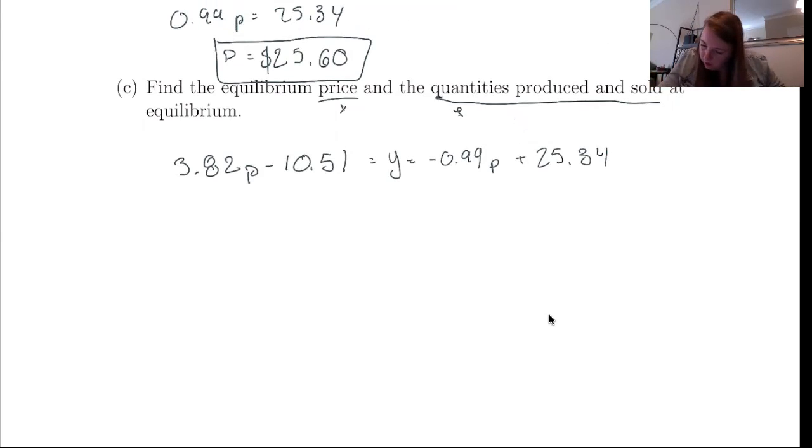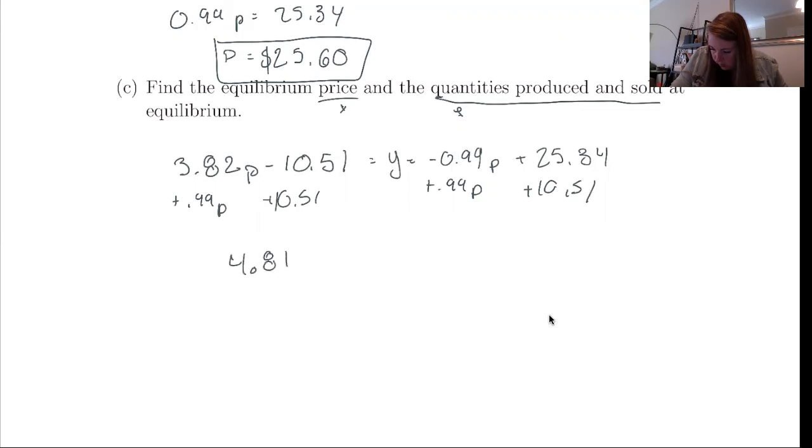Okay, so we're going to add 0.99p plus 10.51. And that's going to give us 4.81p equal to 35.85. So p is going to equal 35.85 divided by 4.81. So 7.45 dollarinis.